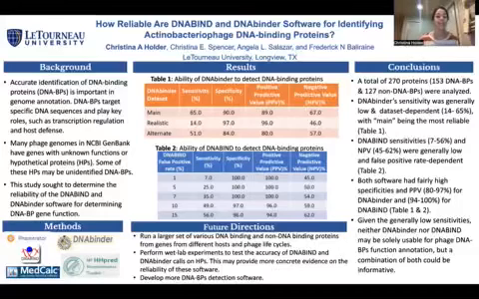I'm Christina Holder, and I'm a student at LeTourneau University. My research project is testing the reliability of DNAbind and DNAbinder software for identifying DNA binding proteins in bacteriophages.